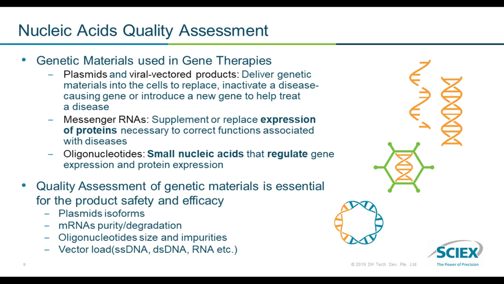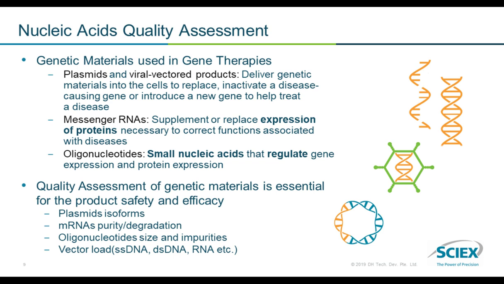Now, because the starting material is the nucleic acid, the first thing we need to do is quality assessment of nucleic acid. For nucleic acid quality assessment, the genetic material used in gene therapies are plasmids, like I said before, or viral vector products.